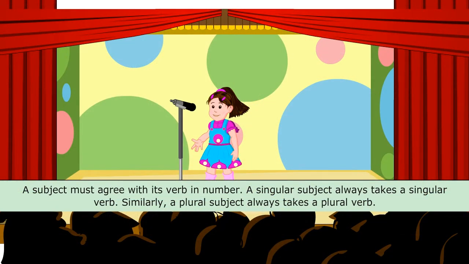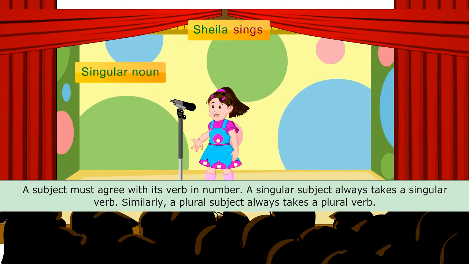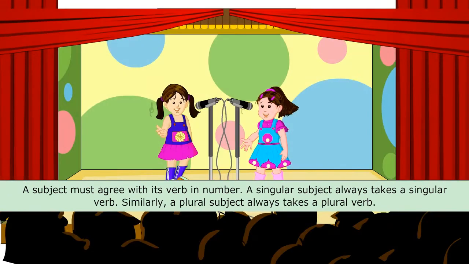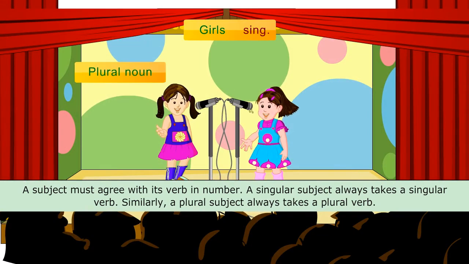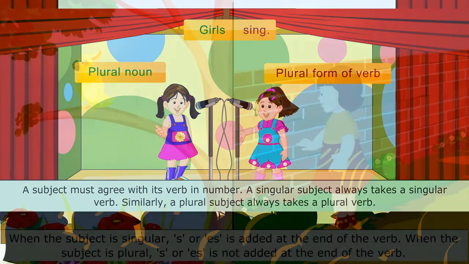Let's see how the number of people doing the action can change the word which describes the action. The basic rule states that a singular subject takes a singular verb, while a plural subject takes a plural verb. Example, Sheila sings. Here, Sheila is a singular noun. Therefore, singular form of the verb sings is used. Girls sing. Here, girls is a plural noun. Therefore, plural form of the verb sing is used.